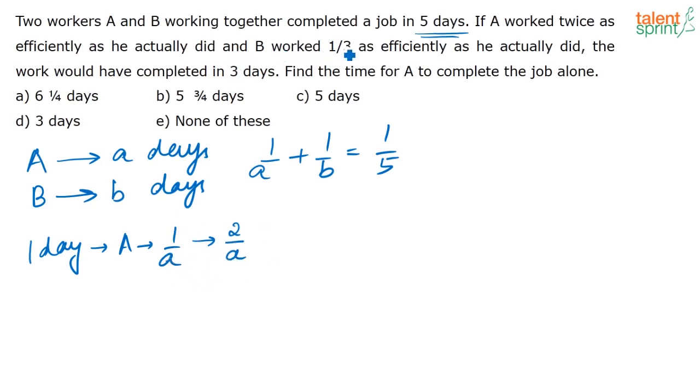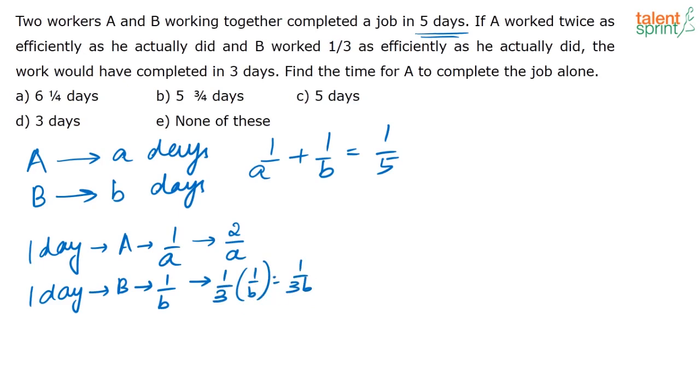And B worked 1/3 as efficiently as he actually did. So normally in 1 day, B will finish how much? 1 by b of the work. Now he is finishing 1/3 of what he was finishing earlier, correct? So now he is doing only 1 by 3b of the work in a day.